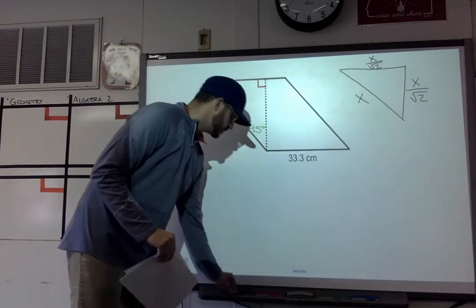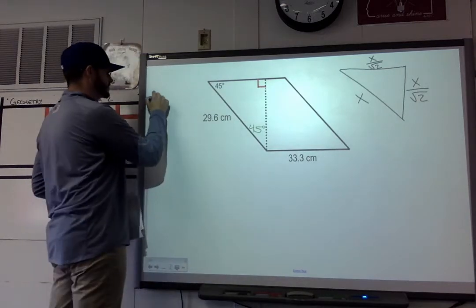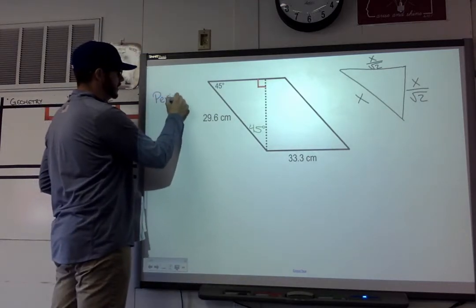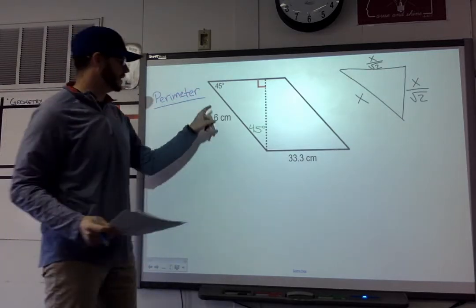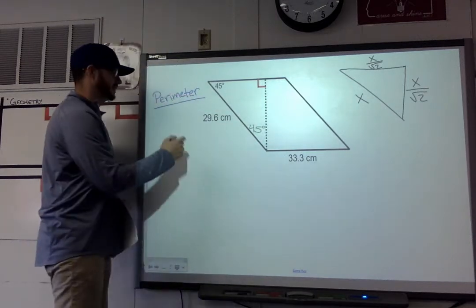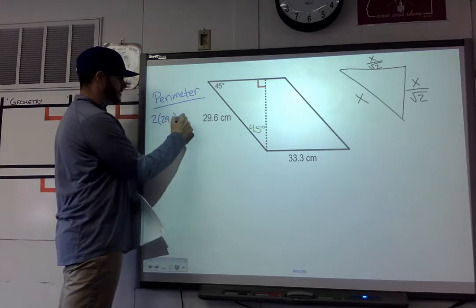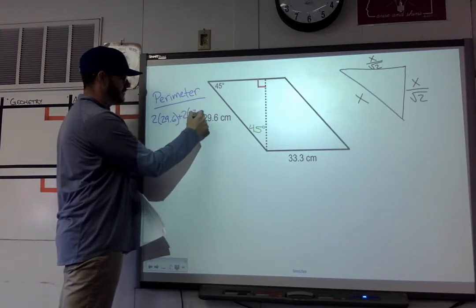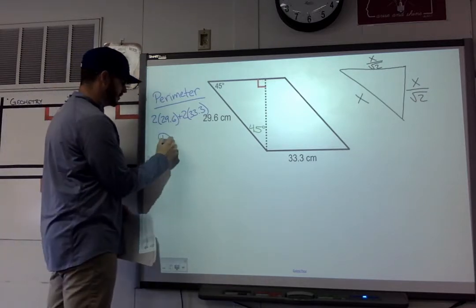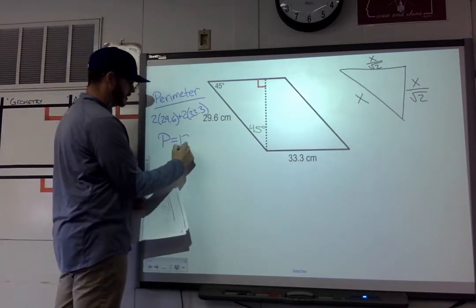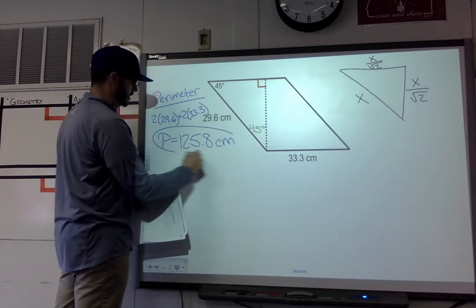So in this case, I got a little ahead of myself. Again, we need to find the perimeter and the area. So in order to find the perimeter here, again, we're just adding up all of the sides. So we can do 2 times 29.6 plus 2 times 33.3, which in this case will give us a perimeter of 125.8 centimeters.